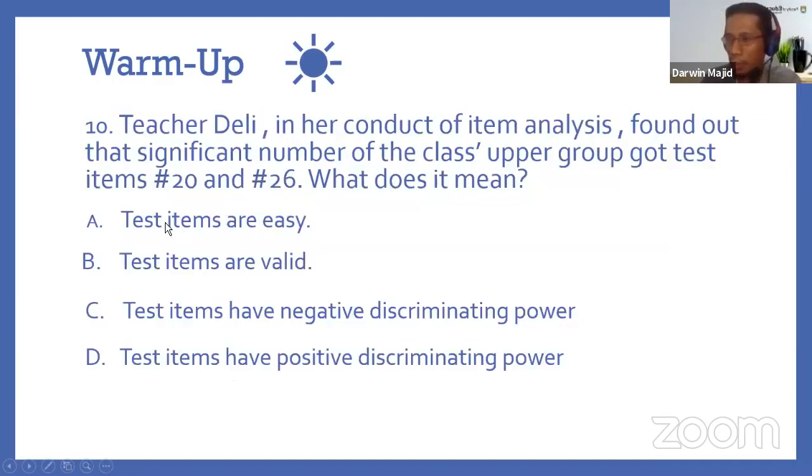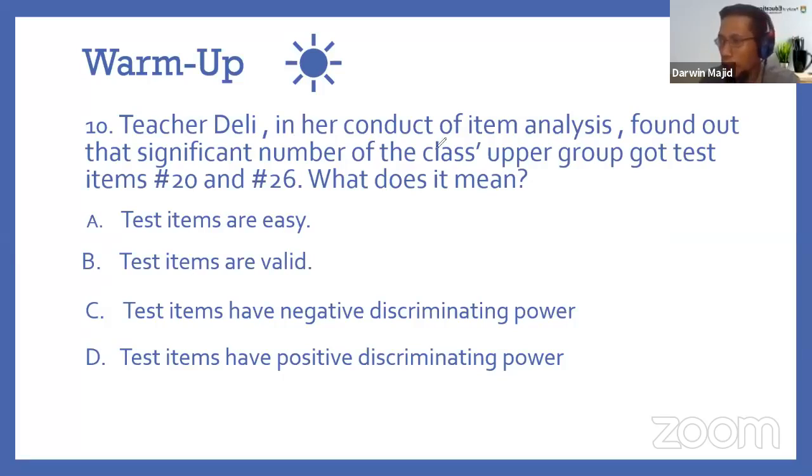Okay, let's have Ma'am Jocelyn. Hello, sir. Number 10. Teacher Deli, in conducting item analysis, found out that a significant number of the upper group of the class got test items number 20 and number 26 correct. What does it mean? A, test items are difficult. B, test items are valid. C, test items have negative discriminating power. D, test items have positive discriminating power.